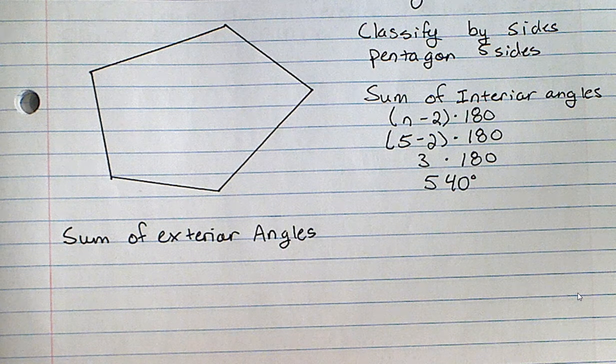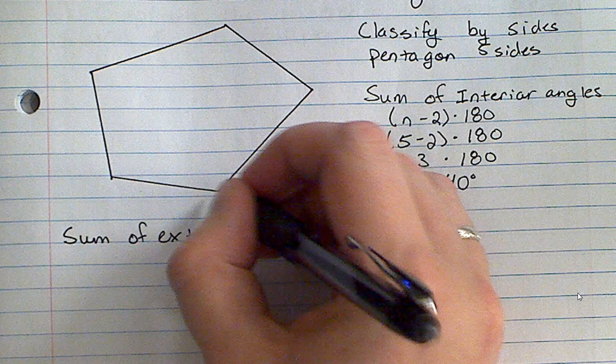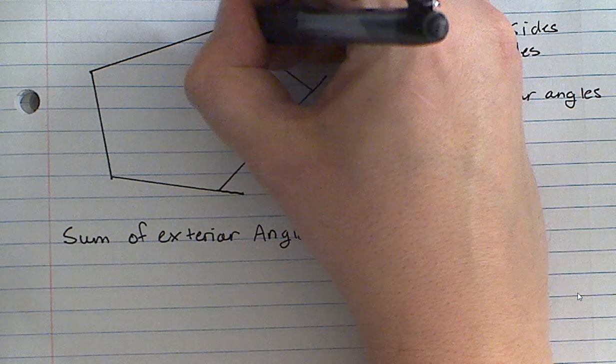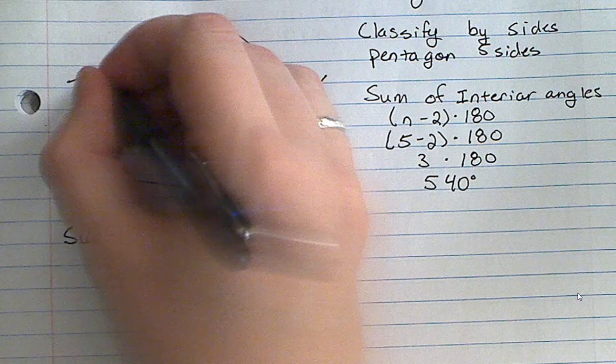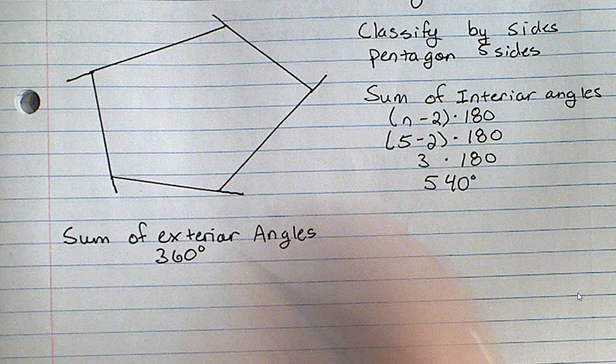Now, the sum of the exterior angles for any figure at all. For any sided figure, no matter how many sides it has, the sum of all the exterior angles, and the exterior angles are if you were to draw this further out, and this further out, and this further out, if you were to add up all of these exterior angles, it's always going to be equal to 360 degrees, no matter how many sides it has.